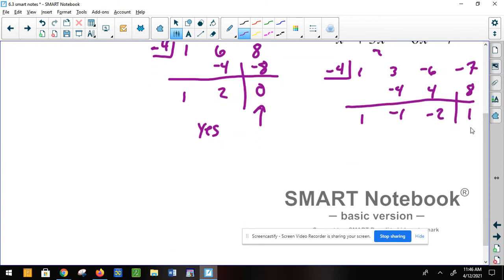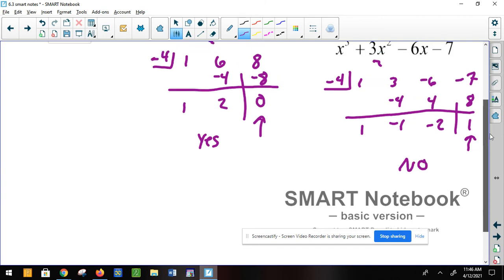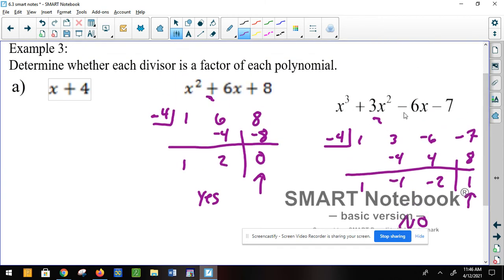Again, don't care about the rest of the quotient. I only care that that remainder is 1. It's not 0. So that means it's not a factor. X plus 4 is not a factor of x cubed plus 3x squared minus 6x minus 7.